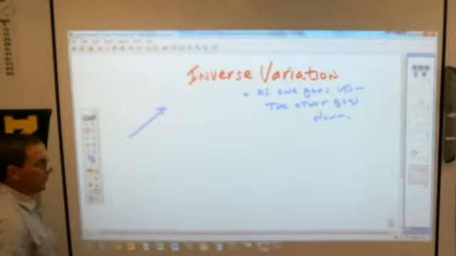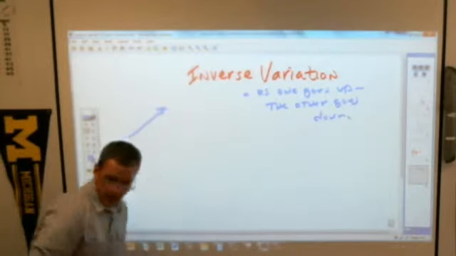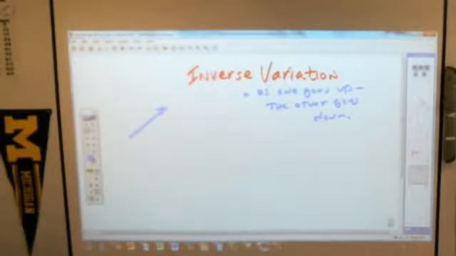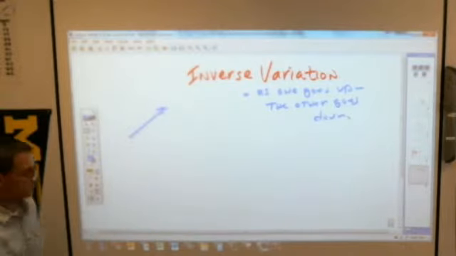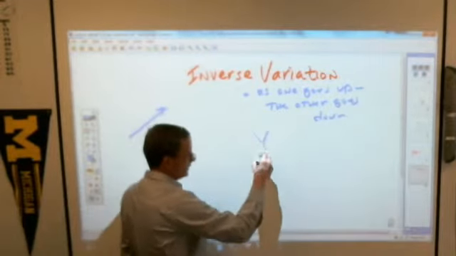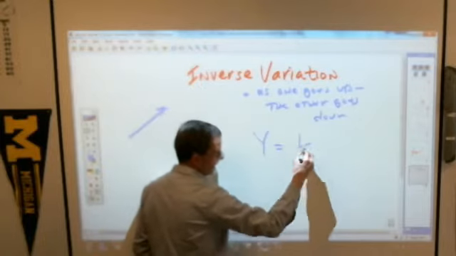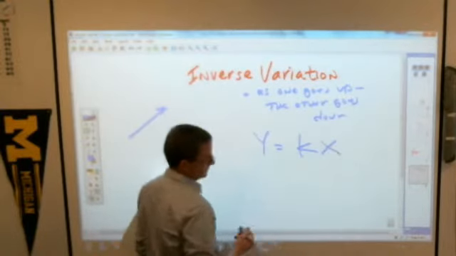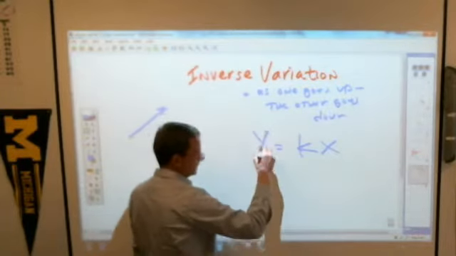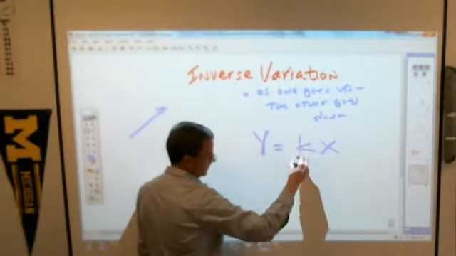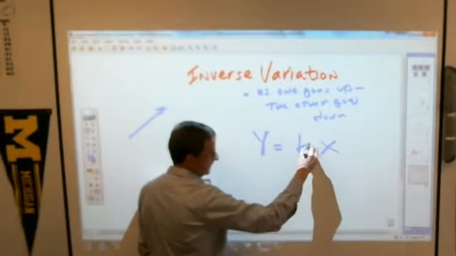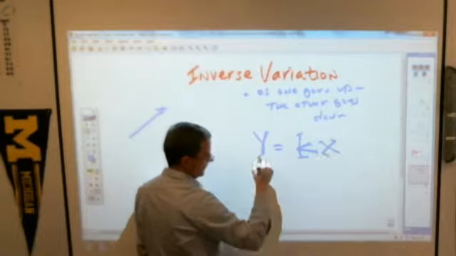So that's inverse variation. But the little inverse variation formula you need to remember is, somebody, Faith, what is it? Y equals K over X. Y equals K over X. I will highlight that. This is kind of what you need to remember about that.